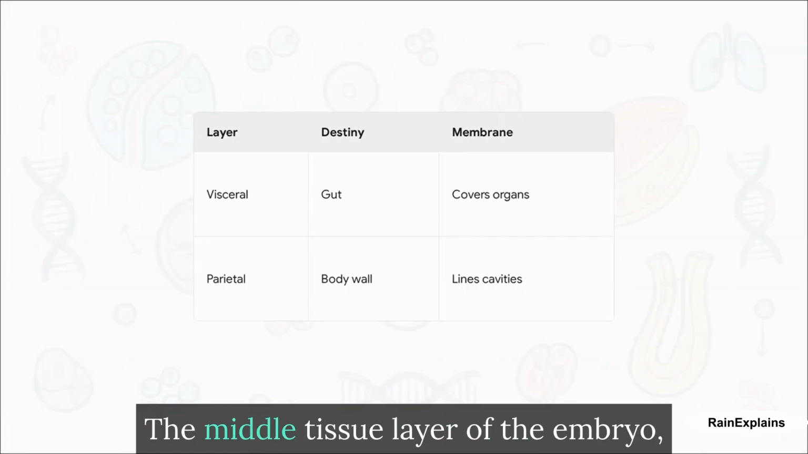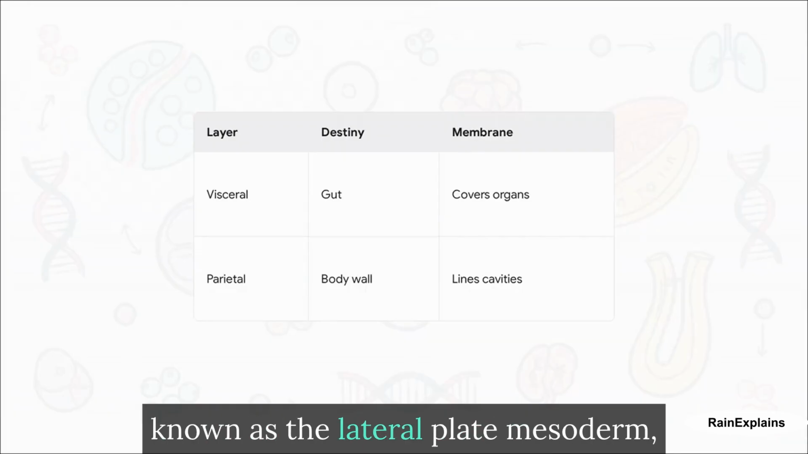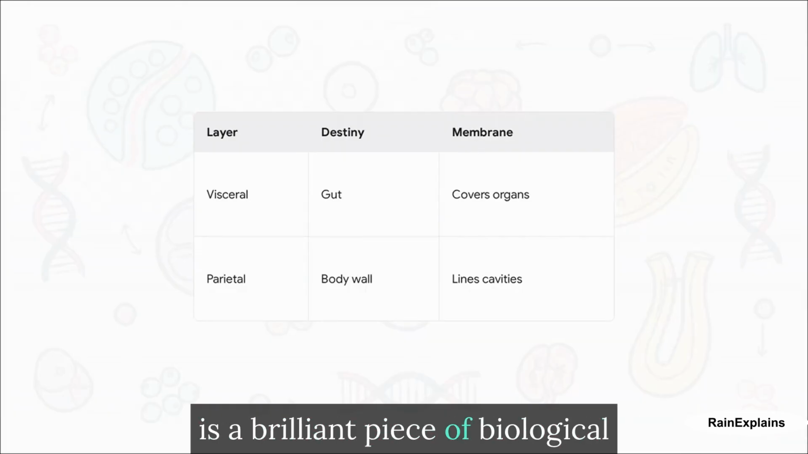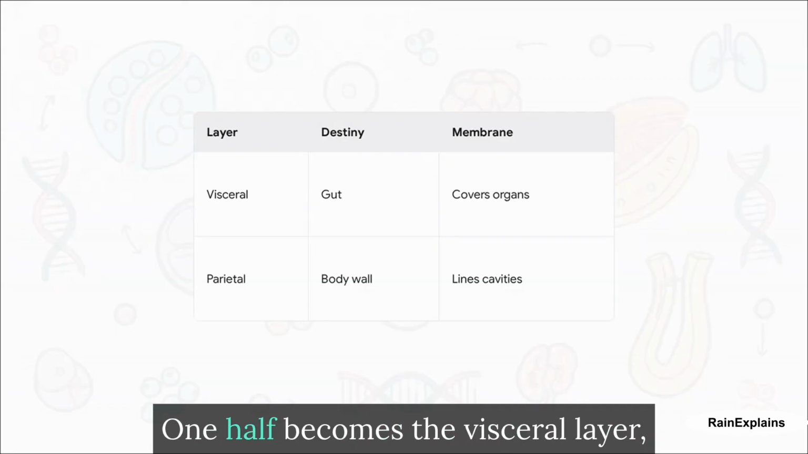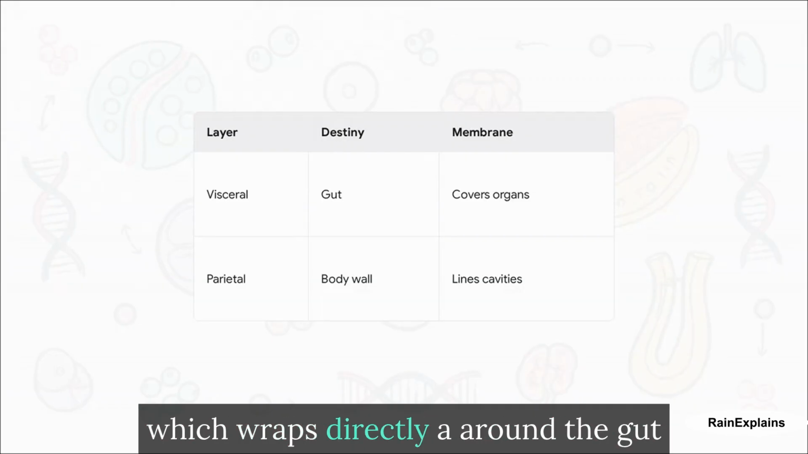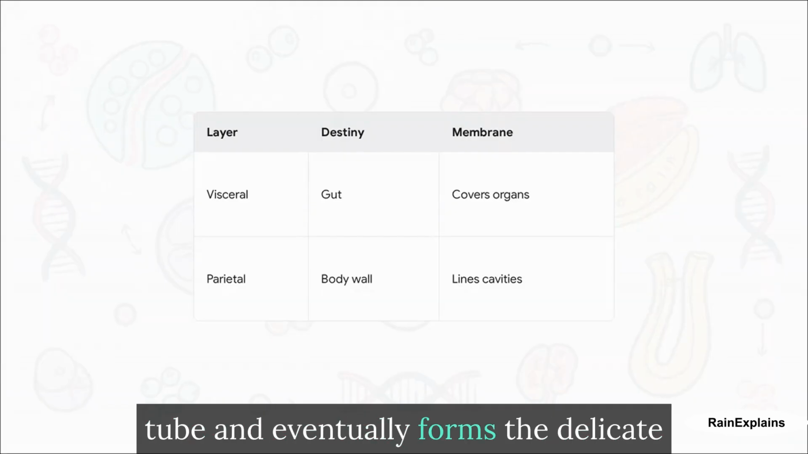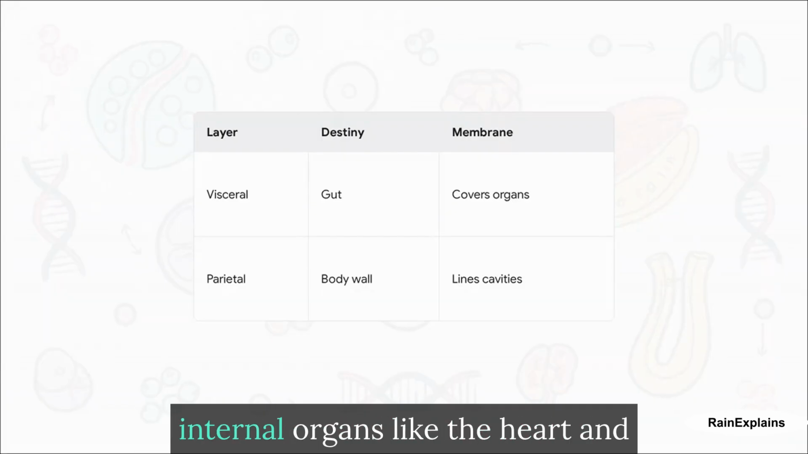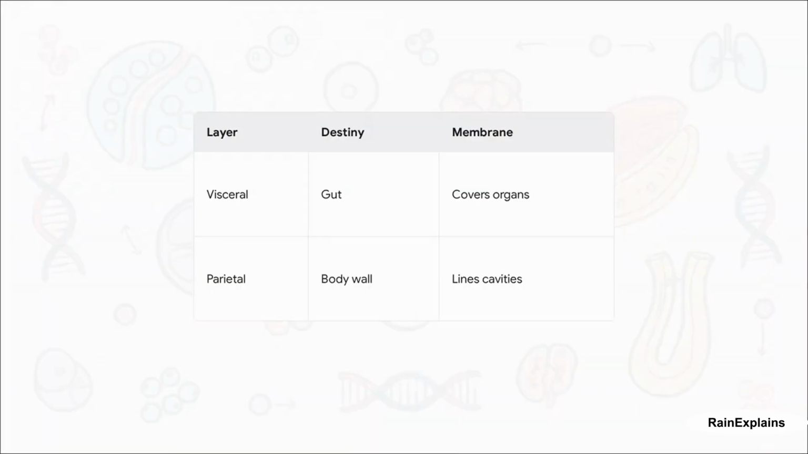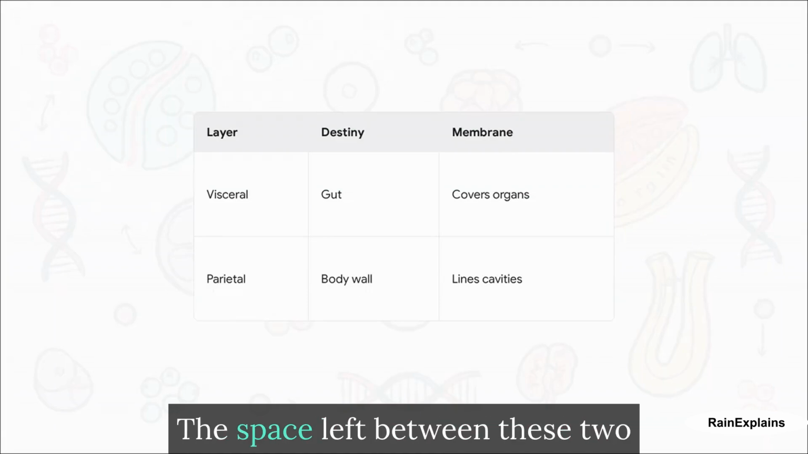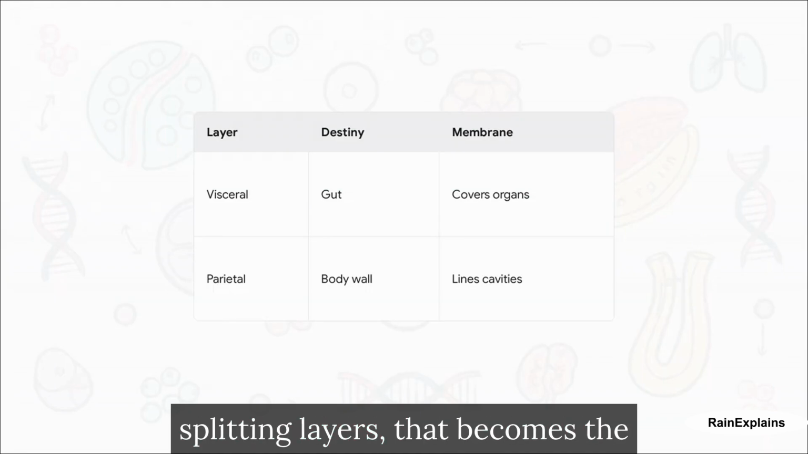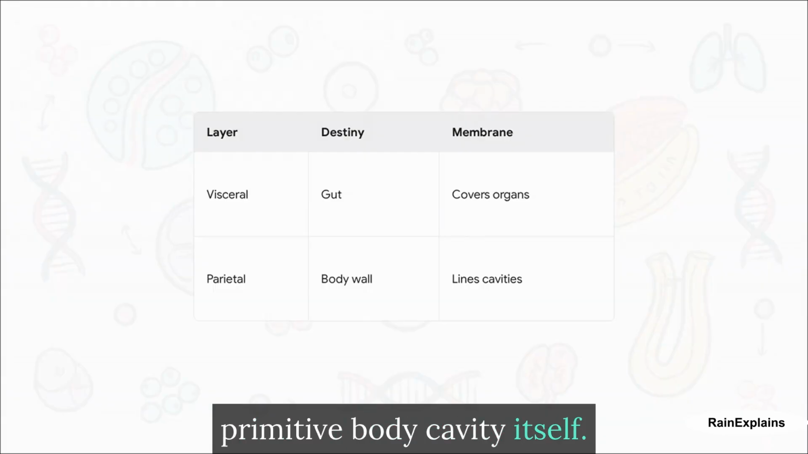of us. The middle tissue layer of the embryo, known as the lateral plate mesoderm, is a brilliant piece of biological engineering. It actually splits perfectly in two. One half becomes the visceral layer, which wraps directly around the gut tube and eventually forms the delicate serous membranes covering our internal organs, like the heart and lungs. The other half becomes the parietal layer. This pushes outward to form the lateral walls of our body cavities. The space left between these two splitting layers, that becomes the primitive body cavity itself.